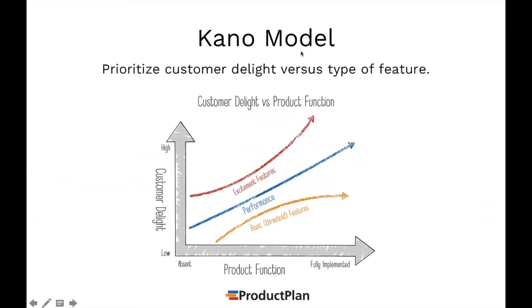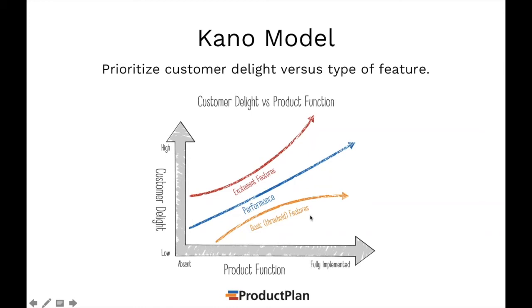Okay, another way of prioritizing the roadmap is the Kano model. For those of you that aren't familiar with it, it's a way of prioritizing features and future initiatives based on how much customer delight it delivers, and also on what type of feature it is and how much investment you want to make in that feature. So let's start by talking about these basic threshold features.